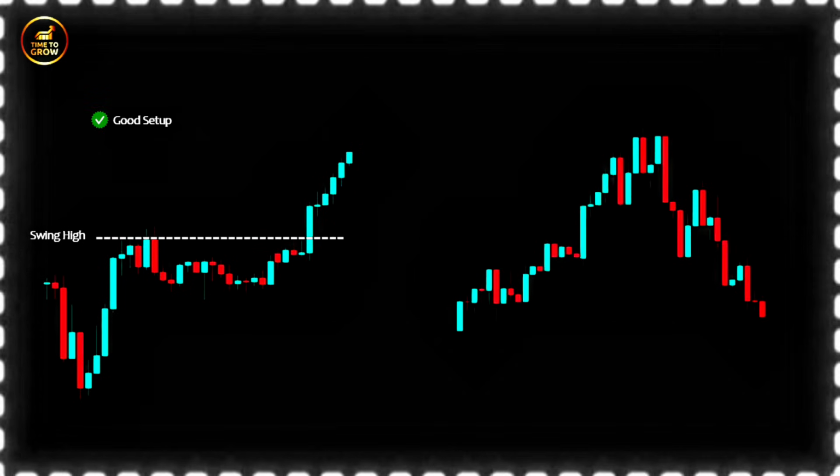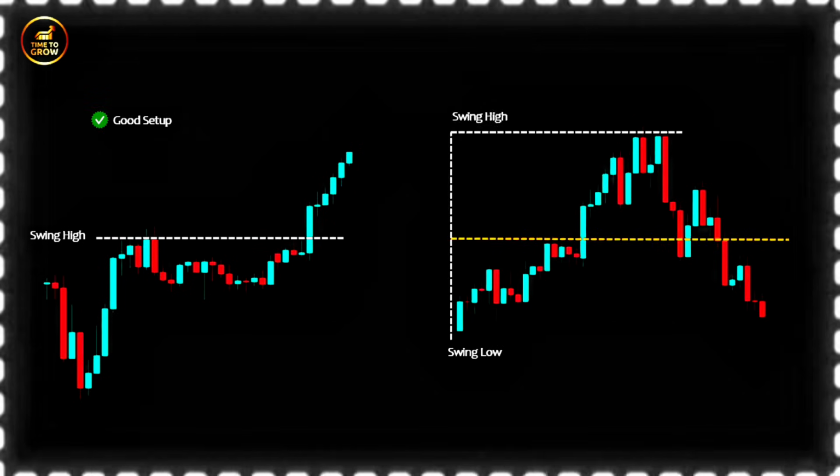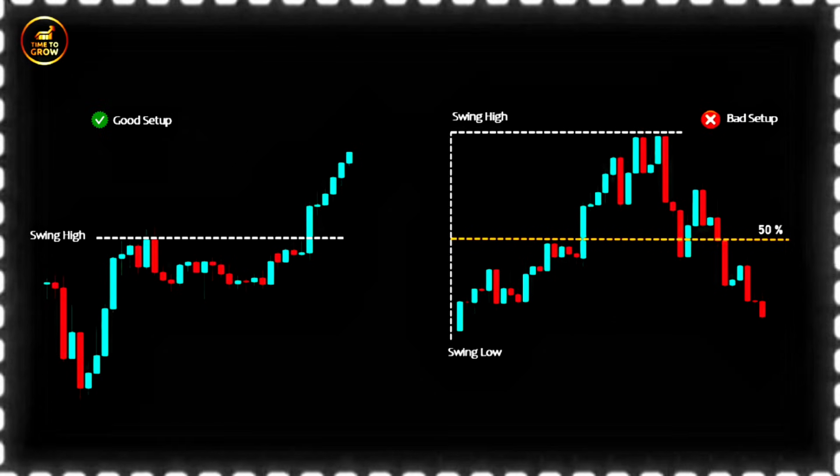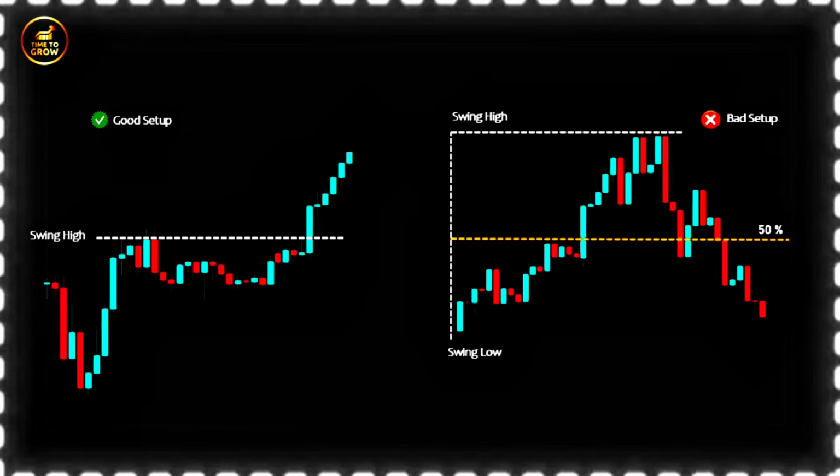But if this pullback drops deeper than 50% of the recent swing high and swing low, then this becomes a failed setup. In that situation, you should avoid taking a long trade because the trend may be losing strength.